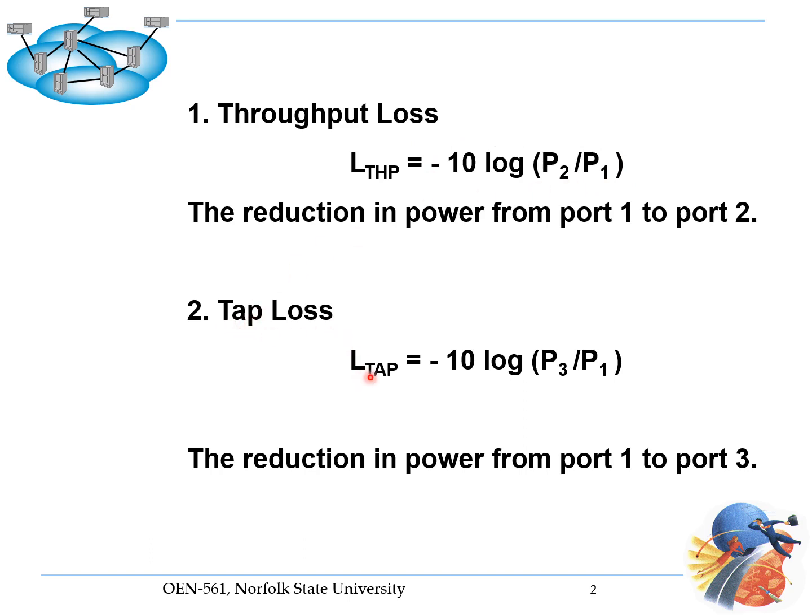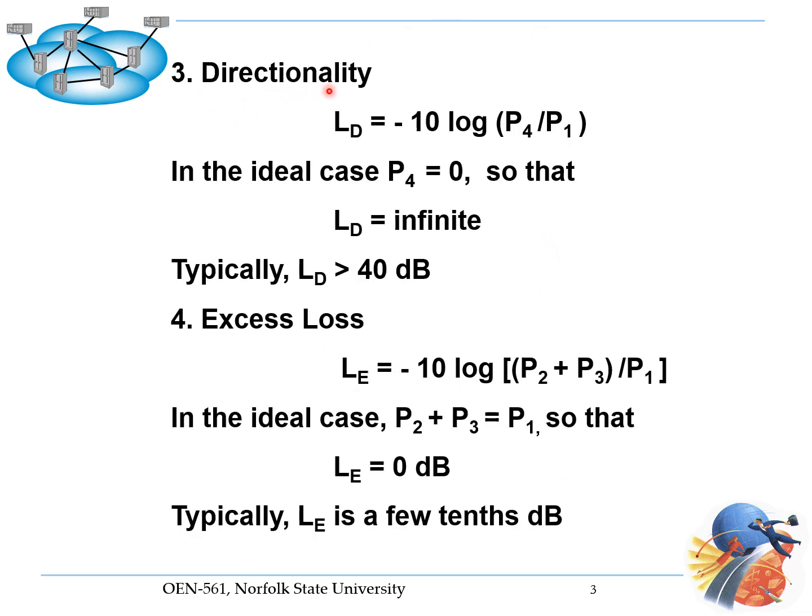Tap loss, by definition, is a signal reduction from port 1 to port 3 in dB. So it's -10 times log of the ratio P3 to P1. Directionality is defined as a signal reduction from port 1 to port 4, and in dBs it is given by this expression -10 times log P4 to P1.